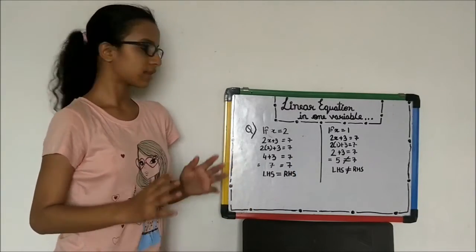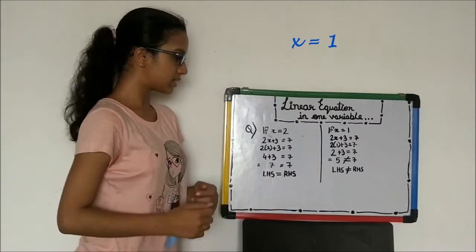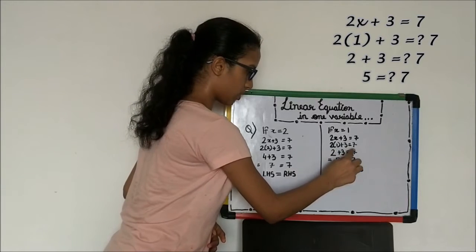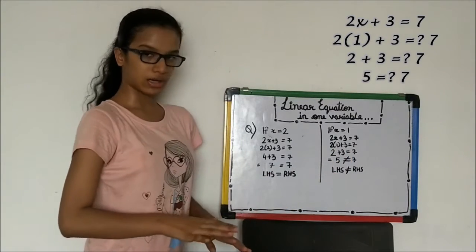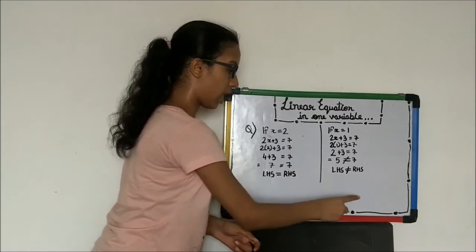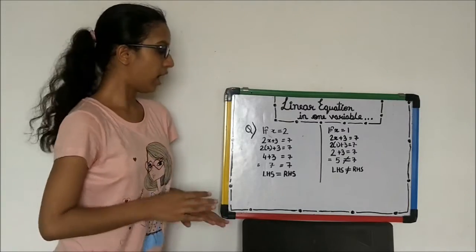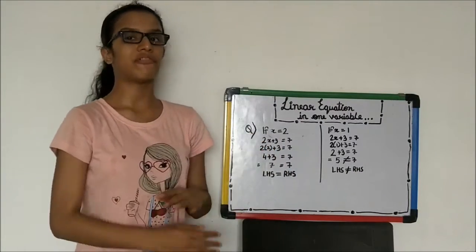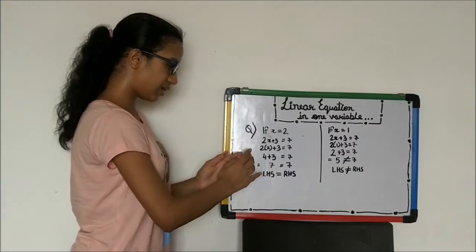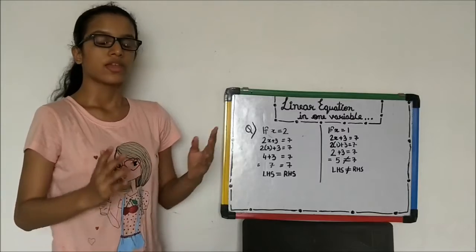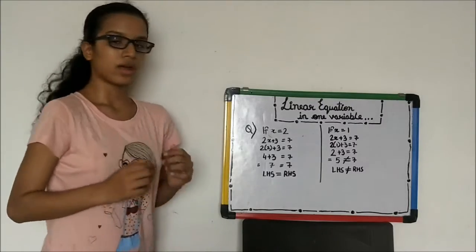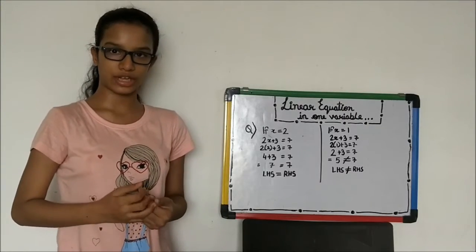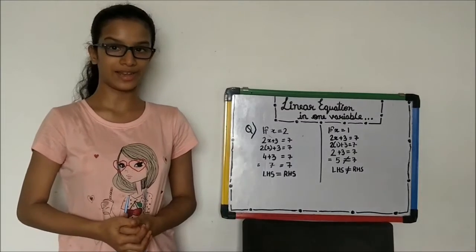Now, let's try substituting the value of x as 1. Let's see what happens. So, if we substitute the value of 1, the answer would be 2 plus 3, 5. That is not correct because LHS and RHS, left hand side and right hand side, are not equal. That means that if we substitute the value of 1, the value of x would be wrong. And for this equation, 2x plus 3 equals 7, the value of x is 2. Right? So, now we can even try some other sums with verification and with variables on both sides, right?